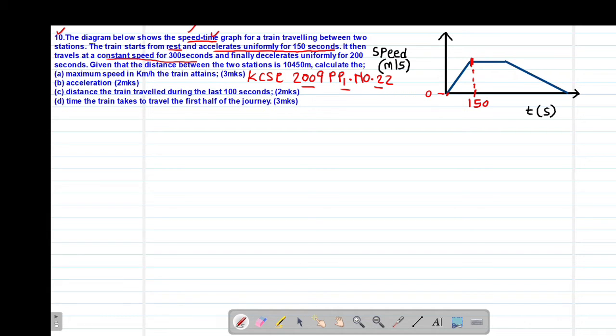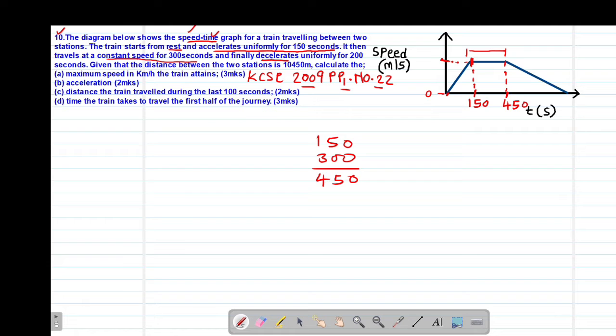So this is the period where it is traveling at a constant speed. You can see the speed remains constant during this period. Then it travels at a constant speed for 300 seconds. Therefore, I need to get the time at the point where it stops moving at a constant speed. So I simply take the 150, then add the 300 seconds, which gives me 450 seconds. Therefore, at this point, we have 450 seconds.